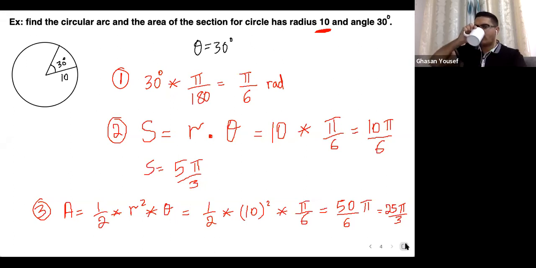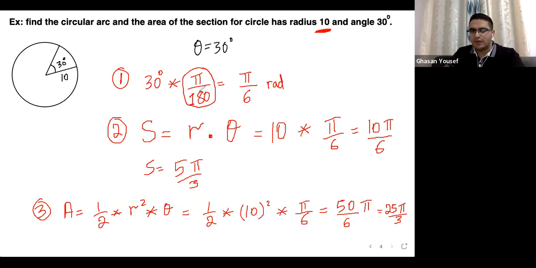Can you explain number one, this one, Eric? Here we have to convert the degree to the radian. To convert the degree to radian, we have to multiply the angle by pi over 180. This is the formula we used last time.